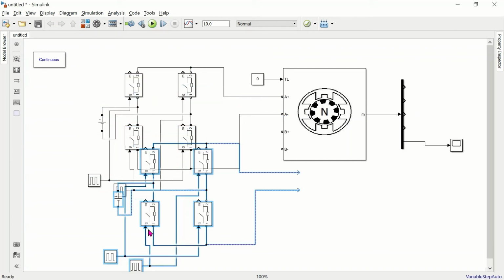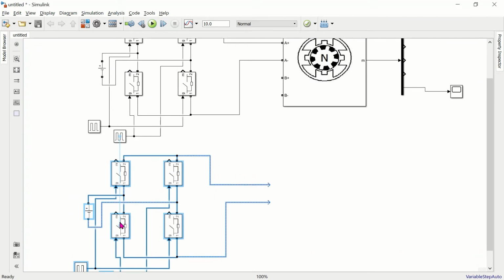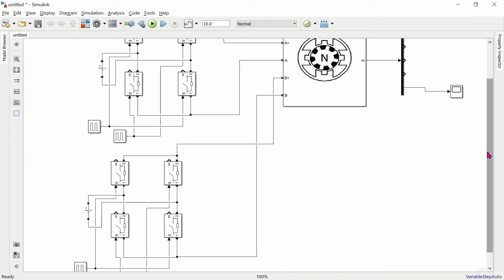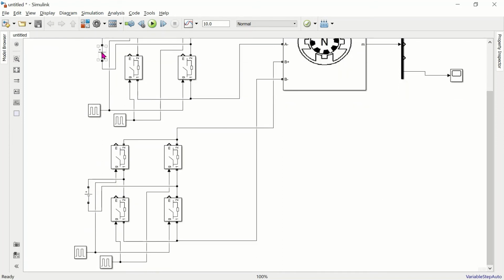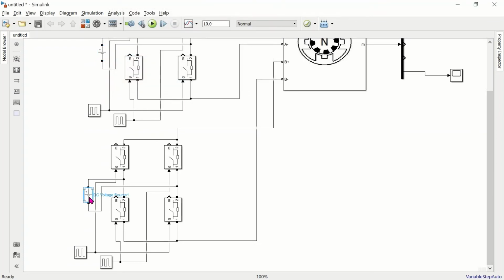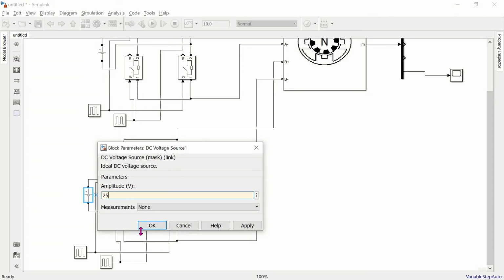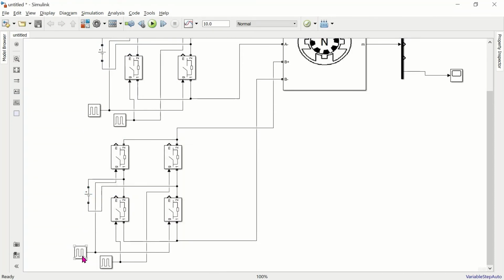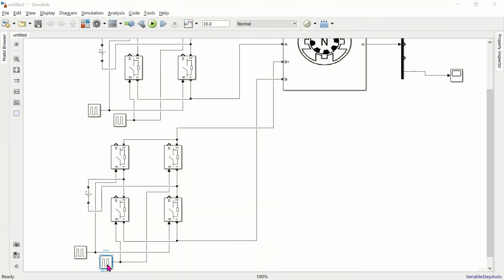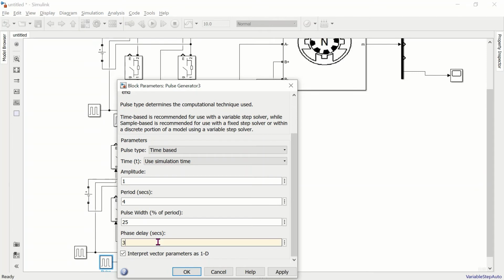I copy the same set for the next two winding terminals. This I connect to B plus, the other one I connect to B minus. Here the source voltage should be 25. Here also 25. Now the pulse generator 3 should start at 1 second. The other one should start at 3 seconds.